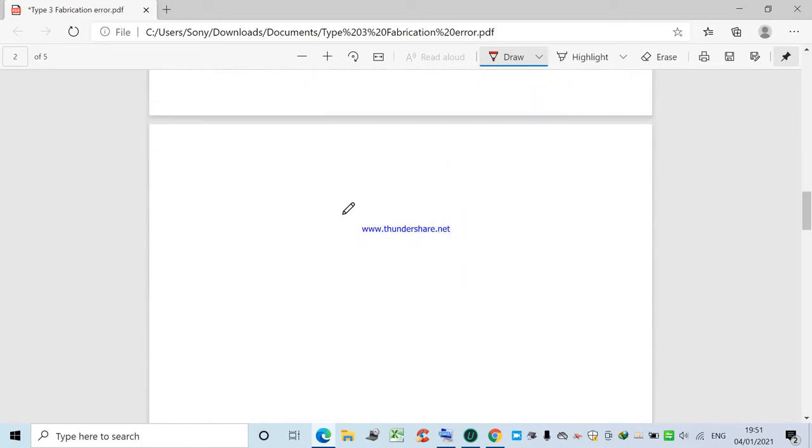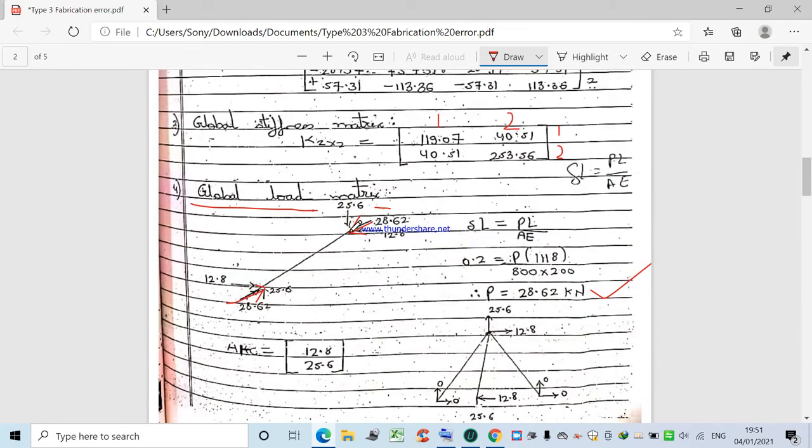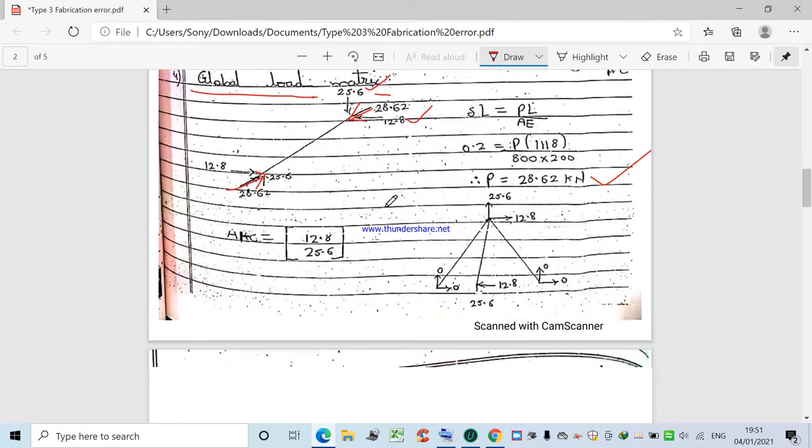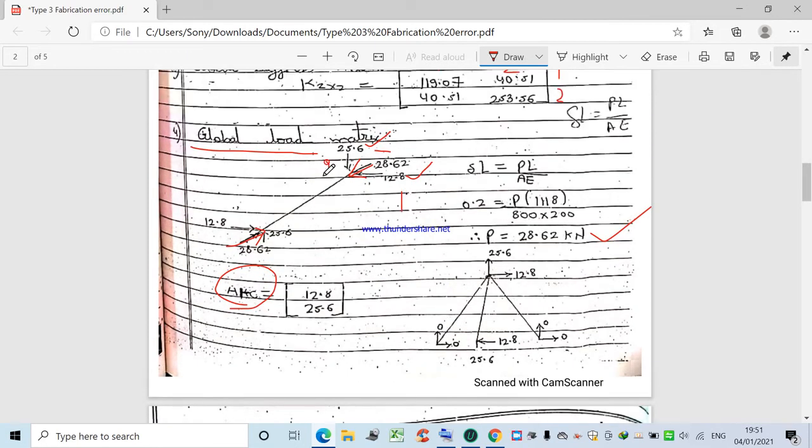So when we resolve, the force 28.62 cos of 63.43 gives the answer 12.8, and 28.62 sine of 63.43 gives the answer 25.6. Then the same equilibrium force will be applied at the further end. Then the AFC coordinate will be calculated on the unknowns, so the unknowns will be this 1 and 2, because this point is C and this point is B, and we require the unknowns at 1 and 2.